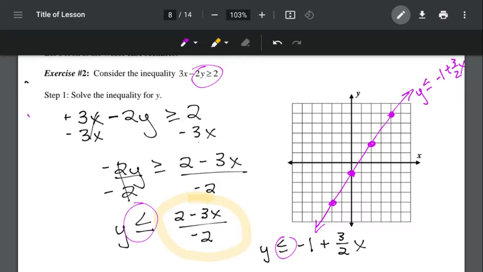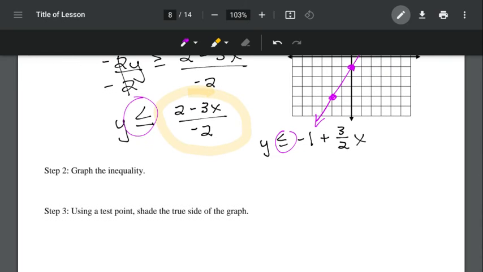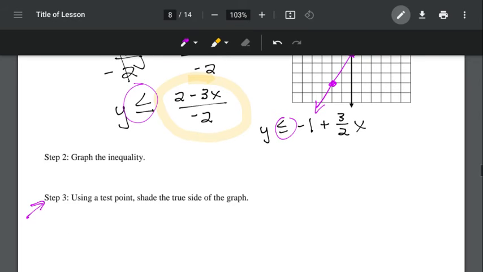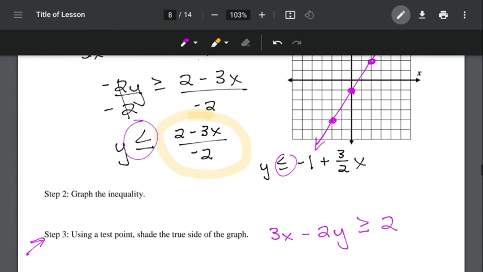Okay. Last thing we have to do is shade. We have to shade the true side. And that's actually, I forgot there were steps. That's step 3. So what I'm going to do is rewrite my problem. 3x minus 2y. I think that's the problem. Let me just check. Okay, it is.